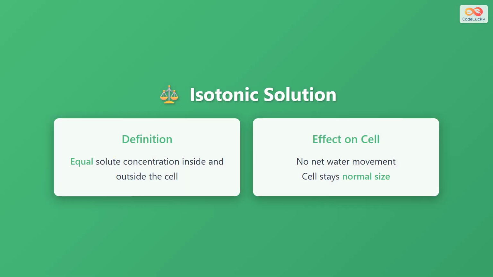An isotonic solution has an equal solute concentration both inside and outside the cell. Because the concentration is the same on both sides, there is no net movement of water. Water molecules still move across the cell membrane, but they move equally in both directions. As a result, the cell stays at its normal size. This is the ideal condition for most cells. For example, the saline solution used in hospitals is isotonic to our blood cells.